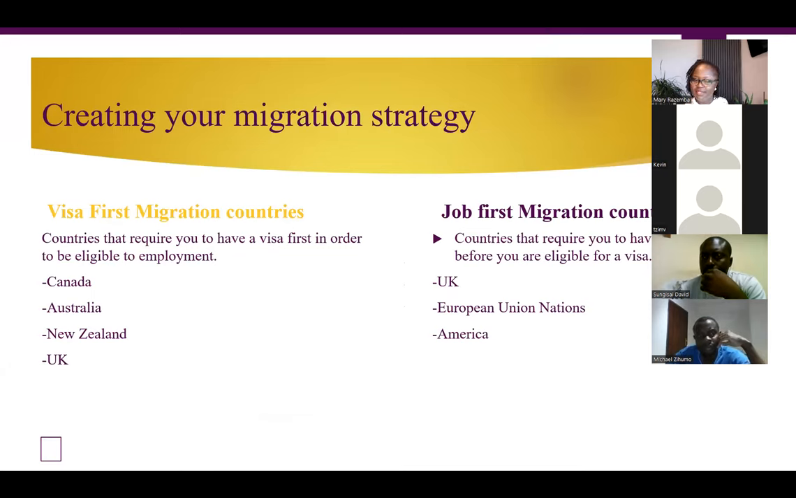Now, this is pretty important, guys. So when we are creating a migration strategy, there are two types of countries, okay?